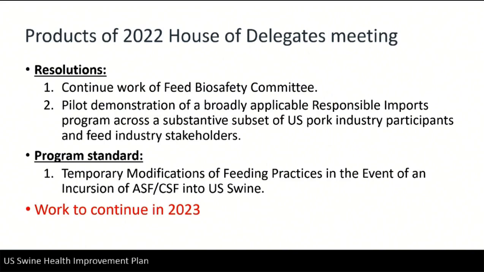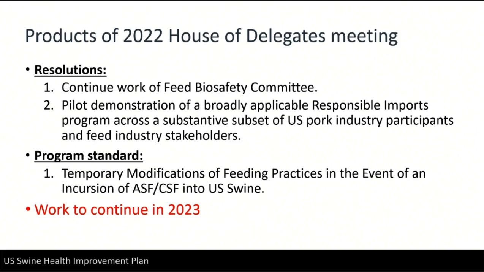So the working group put together a couple of resolutions, basically continuing this area of work related to feed biosafety within the U.S. SHIP program, as well as taking some of the concepts of how do we take ingredients from ASF or CSF affected countries, how do we safely bring them into the United States? How do we take some of the variability in how that process is implemented, come up with best practices, and how do we scale that up through a pilot program for the industry?